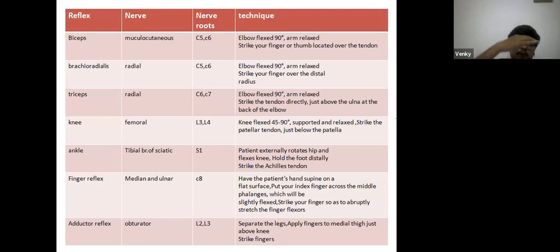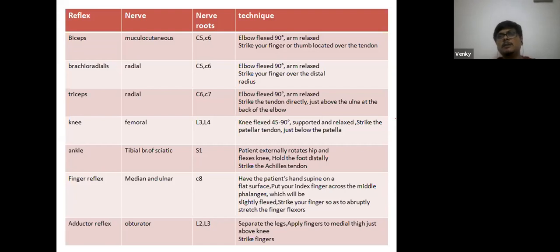One more reflex, the adductor reflex, is carried out by the obturator nerve. Nerve root is L2, L3. What is the adductor reflex? In case of severe hypertonia, ask the patient to sit at the end of the couch, separate the legs, apply the finger over the medial thigh and give a strike over the knee. There will be adduction of both thighs.